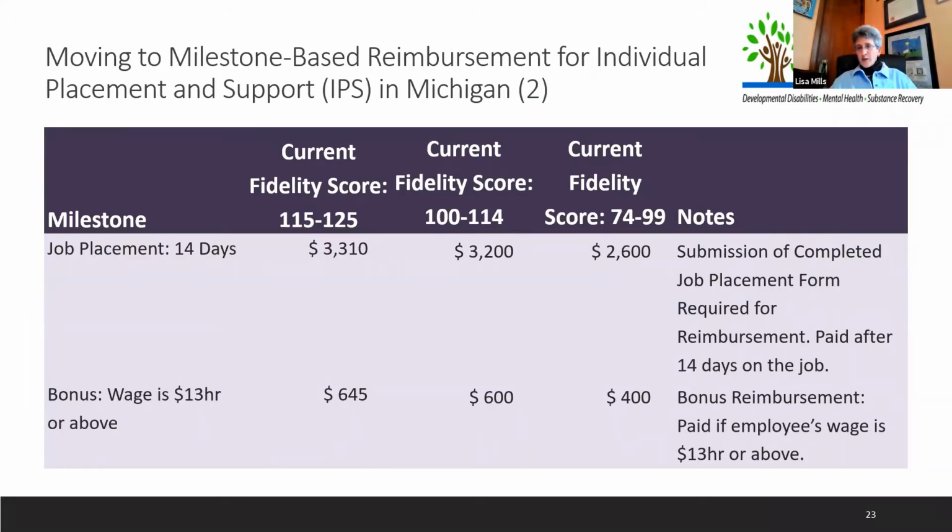The next milestone was job placement, paid after 14 days on the job, again, tiered based on fidelity score. They also wanted to see people earning higher wages than the lower end of the spectrum, very near to minimum wage. So they put a bonus in place for job placements where the wage was $13 an hour or more. And so again, that was getting at what are the key quality measures we are looking at in addition to people achieving outcomes. Next slide.